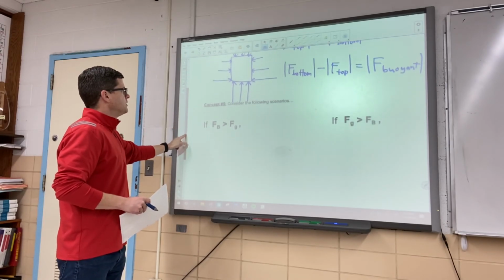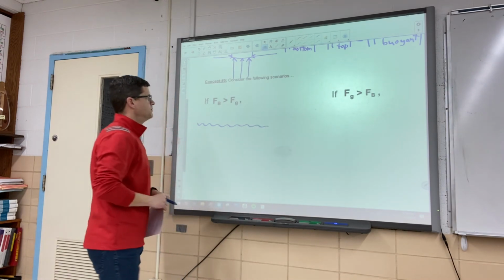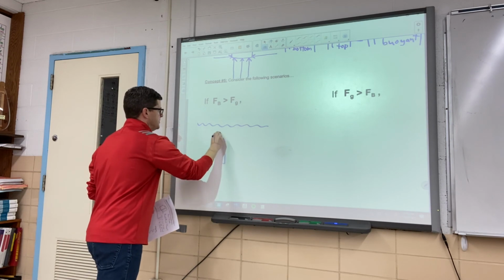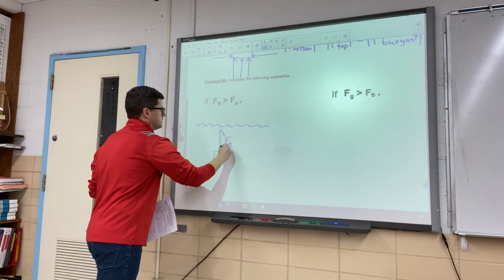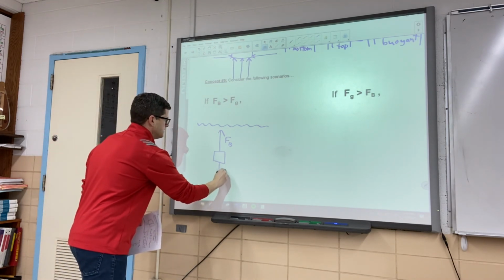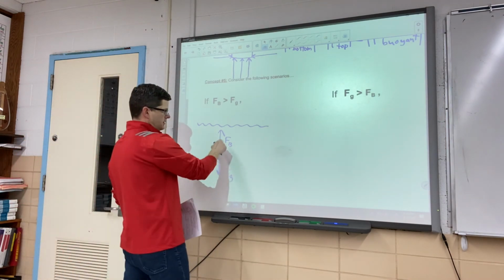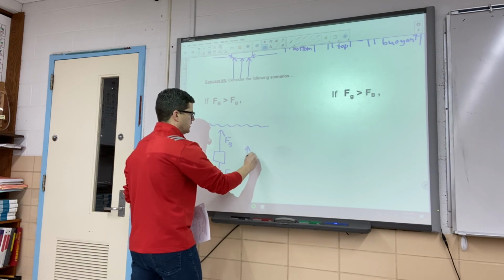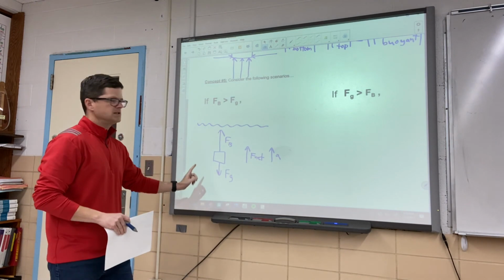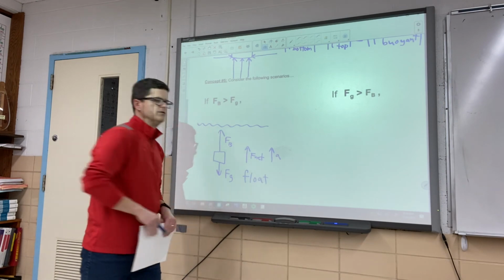So if we were to consider a couple of scenarios, say you have a case where you submerge something and the buoyant force, F_B, is greater than the pull of gravity on that object. What we have is an upward net force, right? There's an unbalanced force upward, which will result in an acceleration upward, and this thing will float, right? It's going to accelerate up to the surface and float.